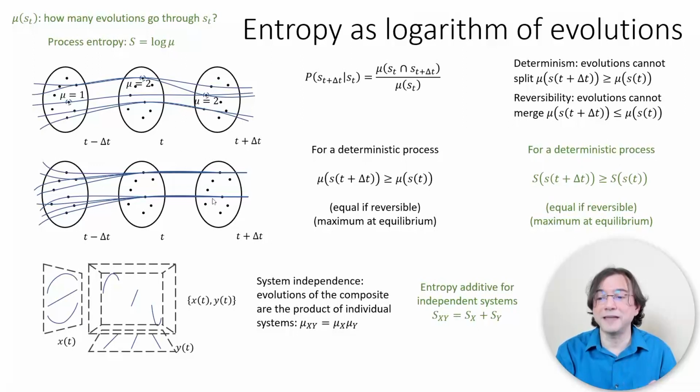Then if you want independence, this measure on the evolution would become a product, and since we want the entropy to be additive, we take the logarithm of the count of evolutions, and so you now have an additive entropy. So this definition of the logarithm of the count of evolutions, from scratch, from nothing, tells us that the entropy is additive for independent systems, and it increases or stays the same for deterministic systems. It's equal if it's reversible, and it's maximum at equilibrium. So this is the idea of how we want to recover entropy.